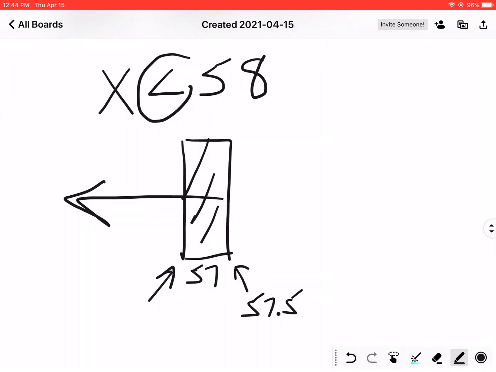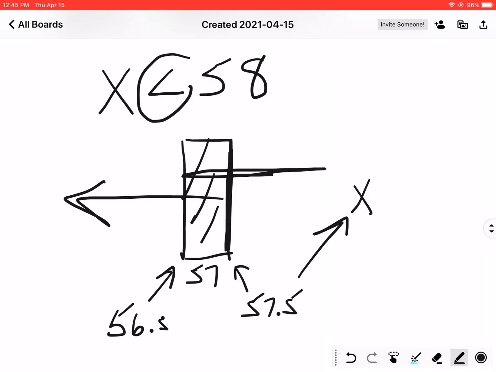The left-hand side would be 56.5. But since we're including the bar for 57, it starts at 57.5. And that's the x value that we would plug into our formula to find z. So basically, identify the first bar that counts in our discrete distribution. And if it's that bar or higher, we start at the left-hand side. In this case, we would use 56.5.